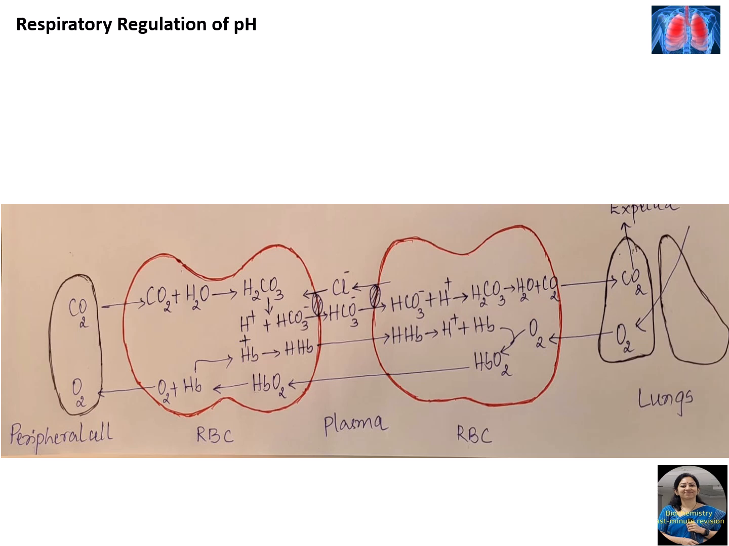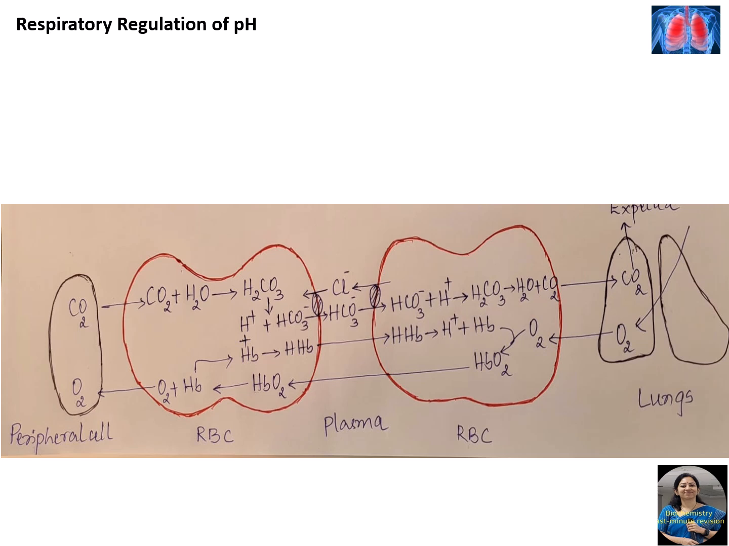This is taken up by the erythrocytes at the level of peripheral tissue, and this carbon dioxide condenses with water to form carbonic acid, which dissociates as H plus ion and bicarbonate ion. Now this hemoglobin buffers this H plus ion, and it gets converted to deoxyhemoglobin.